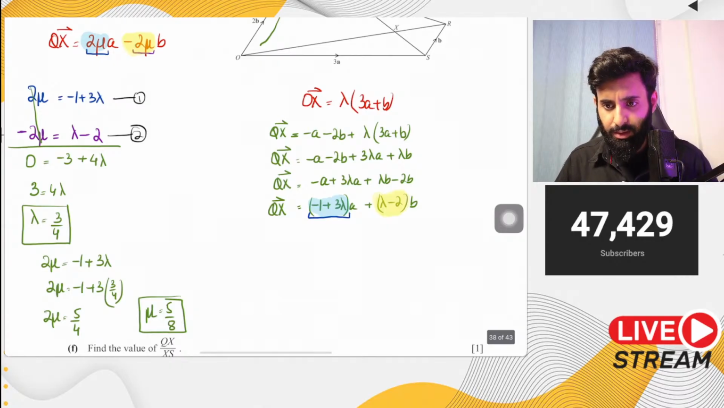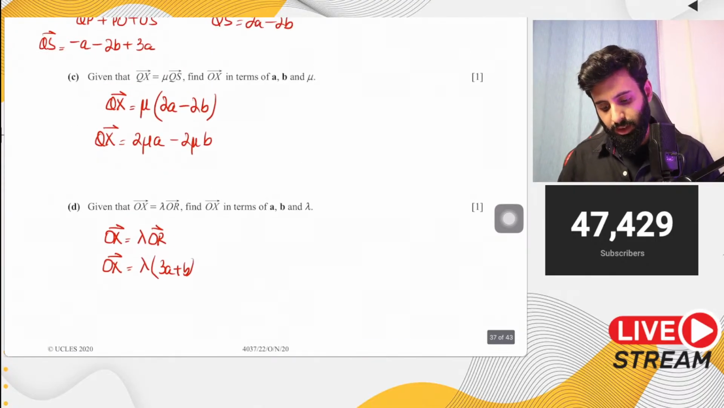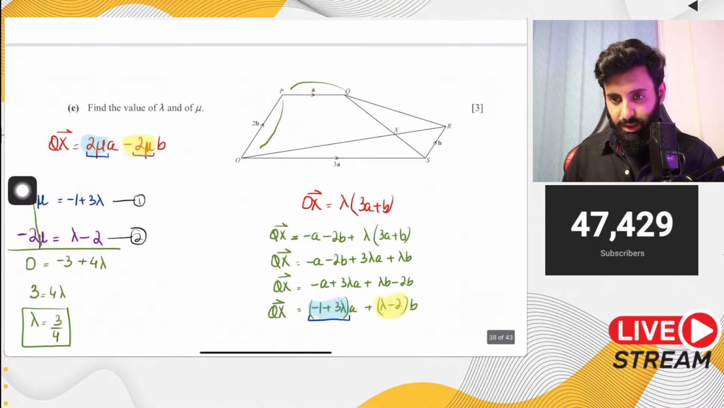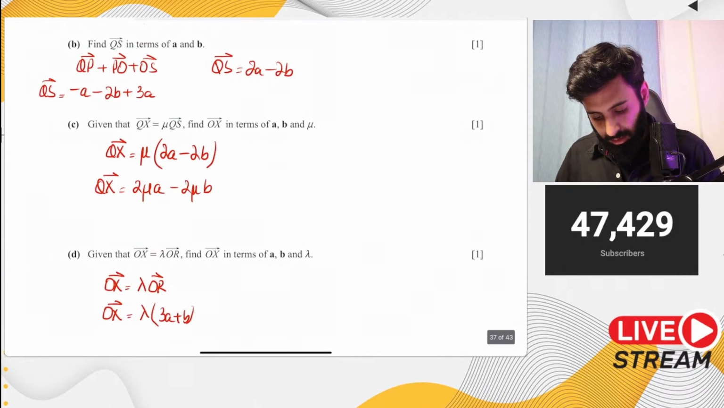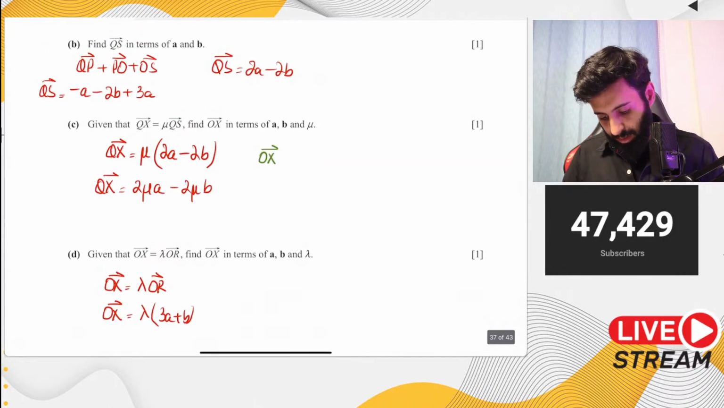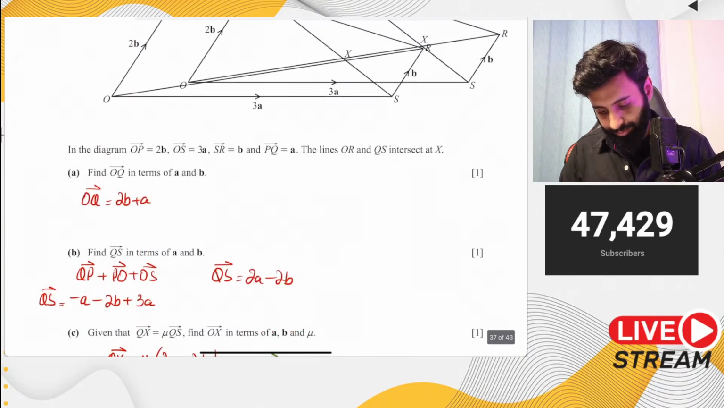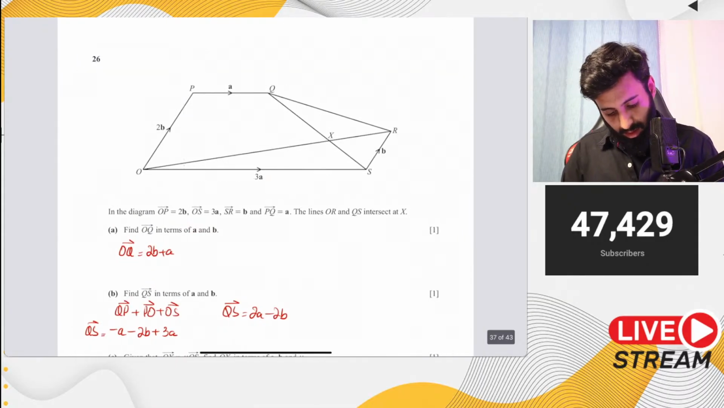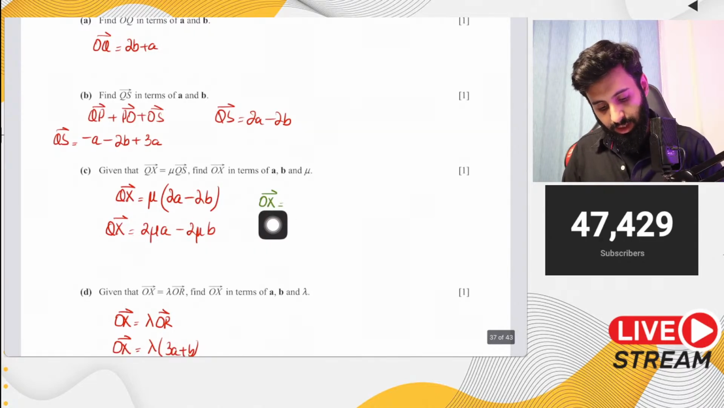So in part C, you have put QX, but the question says find OX. Oh, okay. Someone was saying earlier that we could have used OX over here. Yeah, you're right actually. So here we had to find OX. I think that part I've done over here. No, I haven't. Anyway, just a second. Someone's pointed out, and that's absolutely correct, that in part C we actually had to find out OX.